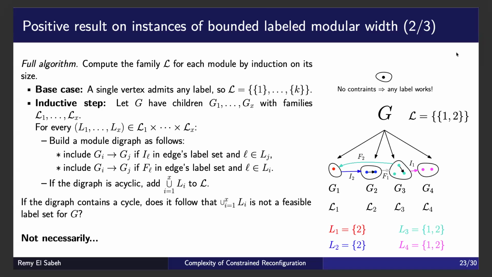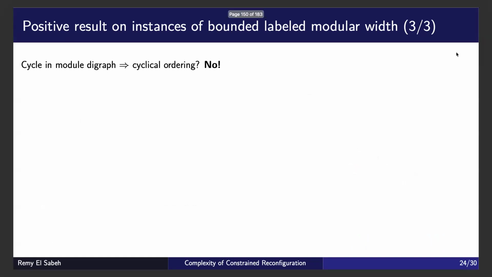what if we end up doing this exercise and we end up with some cycle in this diagram of modules? Are we doomed, or do we just skip this union of LIs? So the answer is not exactly. There's some nuance that's going on here. So a cycle isn't enough to say we end up with a cyclical ordering.